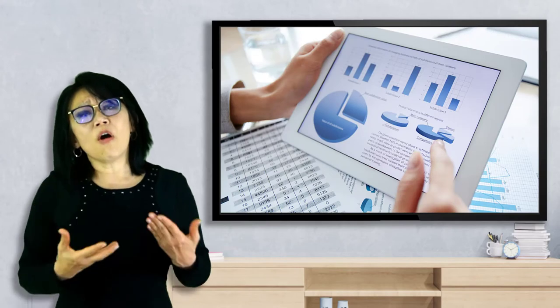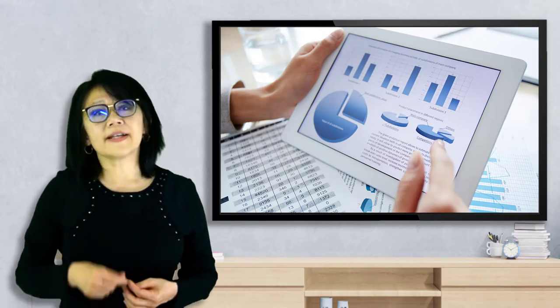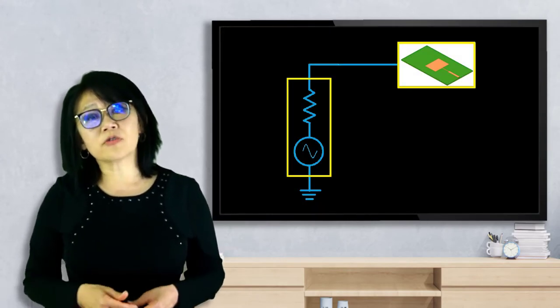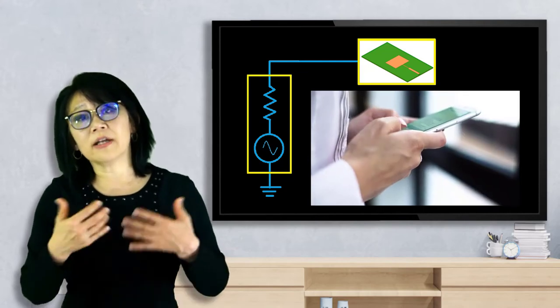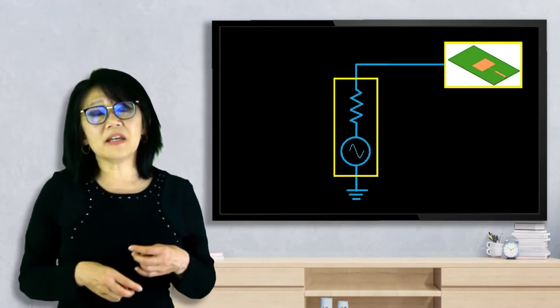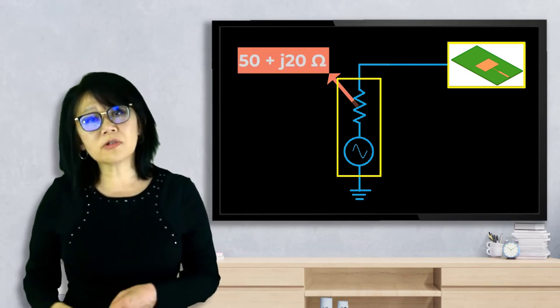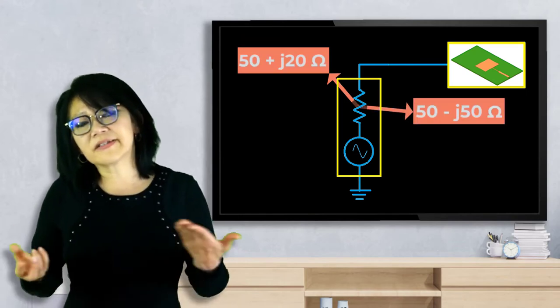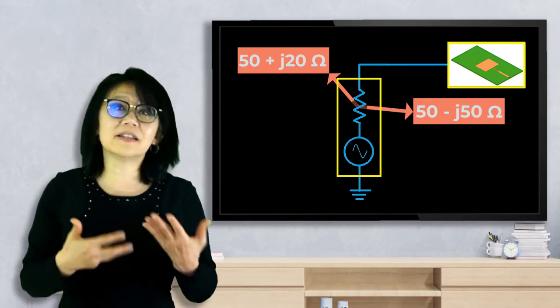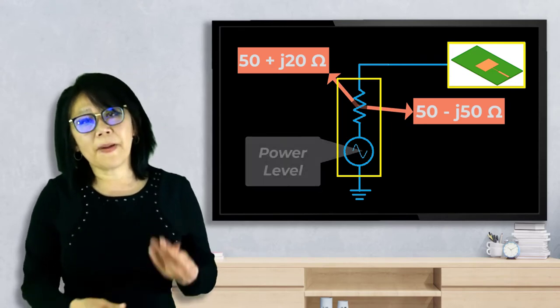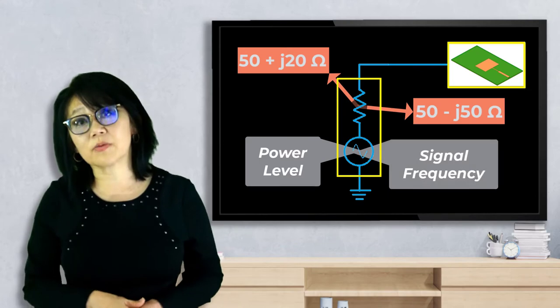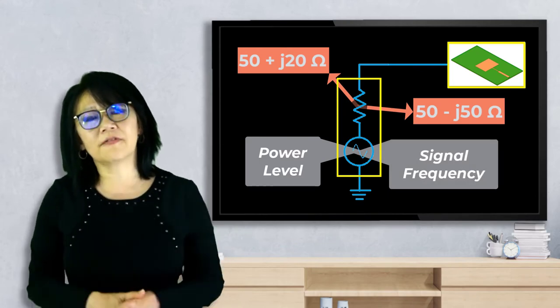Well, there are some published data that says that the range of the values of the interaction of the hand and/or the body can be in the range of 50 plus j20 ohms to 50 minus j50 ohms. And again, this does depend on the power level as well as the signal frequency. But this is the range of the load impedances.